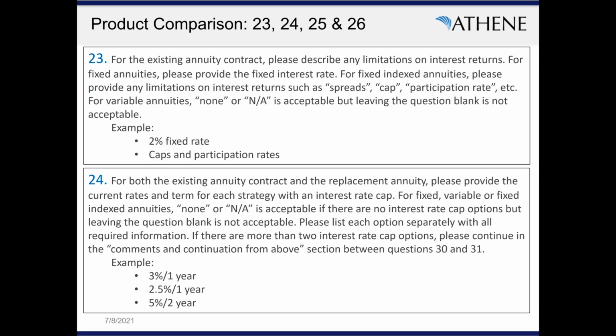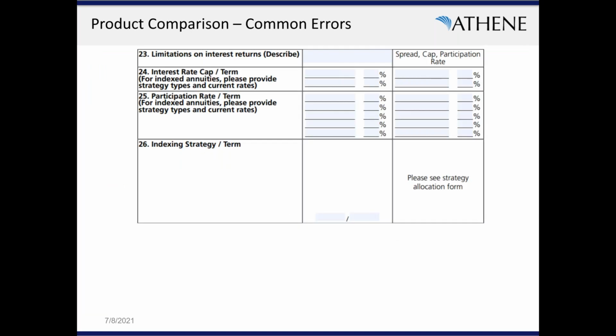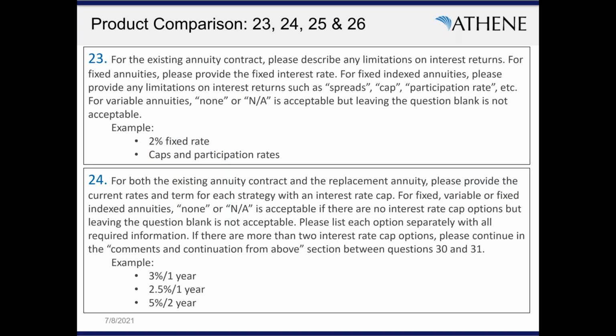For 24, again, 24 asks interest rate cap and term. So for both the existing annuity contract and the replacement annuity, please provide the current rates and term for each strategy with an interest rate cap. So for fixed, variable, or fixed indexed annuity, none or NA are acceptable if there are no interest rate cap options. But again, leaving the question blank is not.